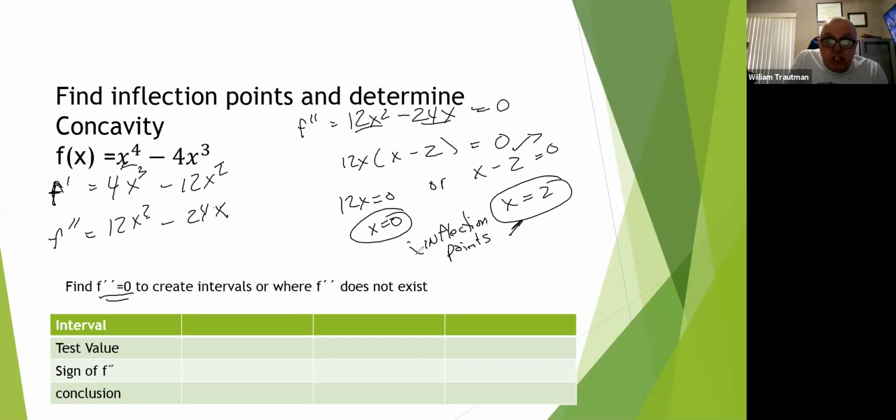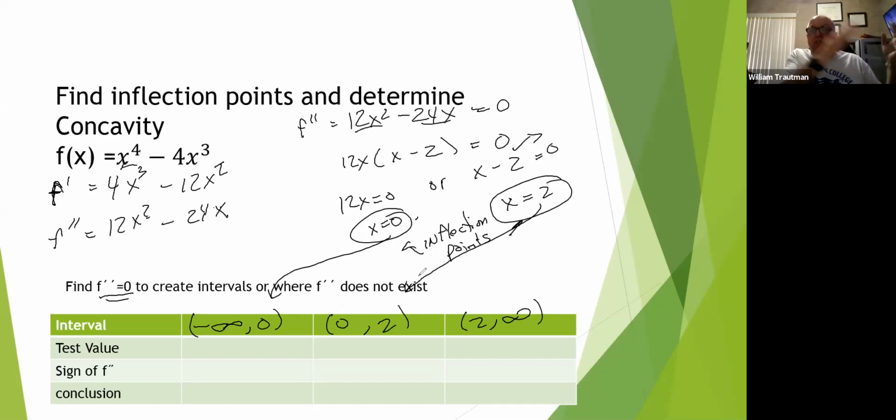This is where concavity changes. So my first interval, we're going to use the entire number line. It goes from negative infinity to 0. Then we go from 0 to 2. Then we go from 2 to positive infinity. Do you see our inflection points determine the intervals? We're going to use the whole number line: negative infinity to the first inflection point, then from that inflection point to the next, from 0 to 2, and then from our last inflection point to infinity.